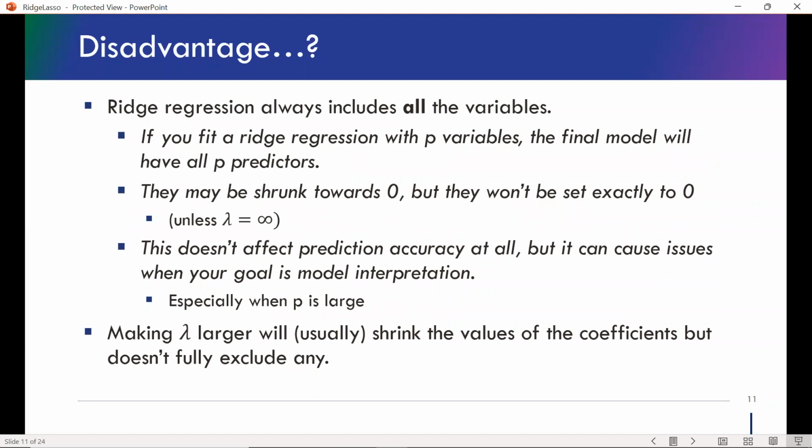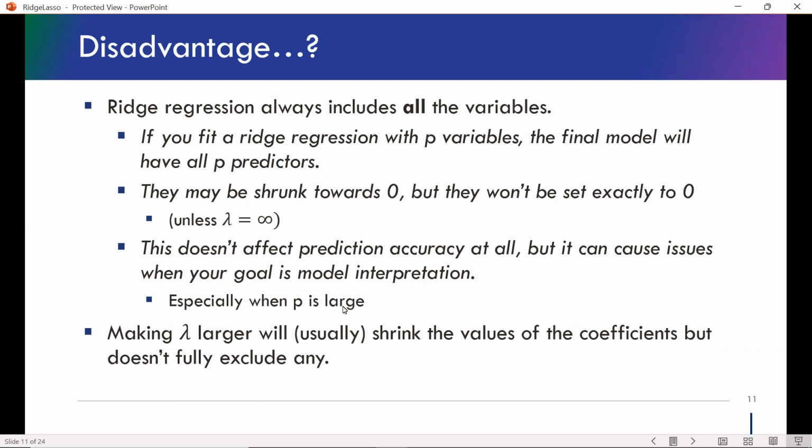And of course, it also has its disadvantage, which I mentioned a bit. Ridge regression will always include all the variables. Even though we are shrinking those coefficients towards 0, it will not set them to exactly 0 unless lambda is infinity. So normally when you fit a ridge regression with p variables, the final model will still have p predictors, just some of them will be really small.